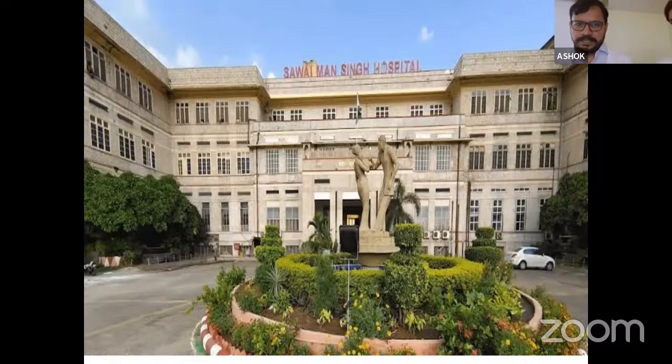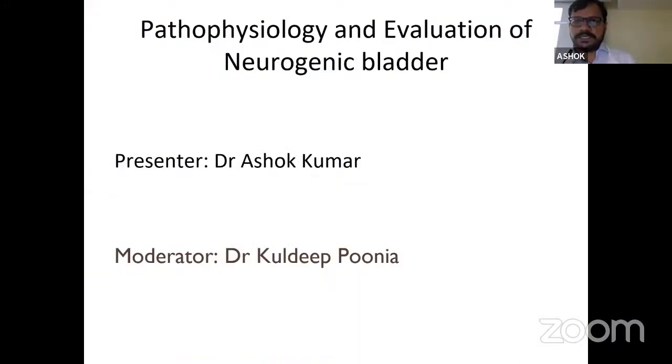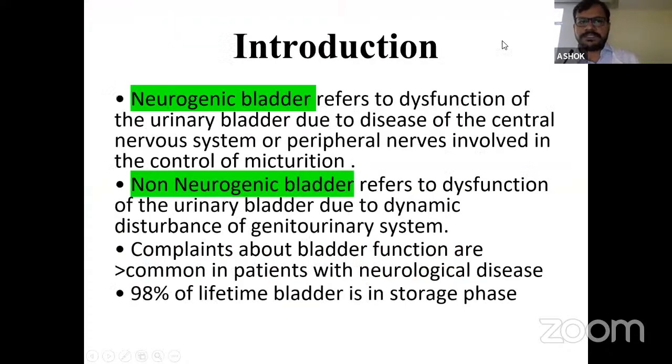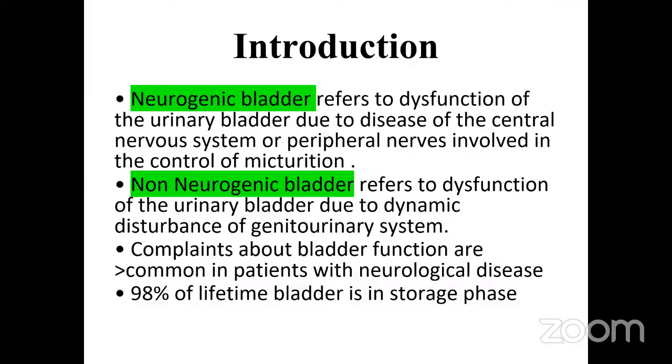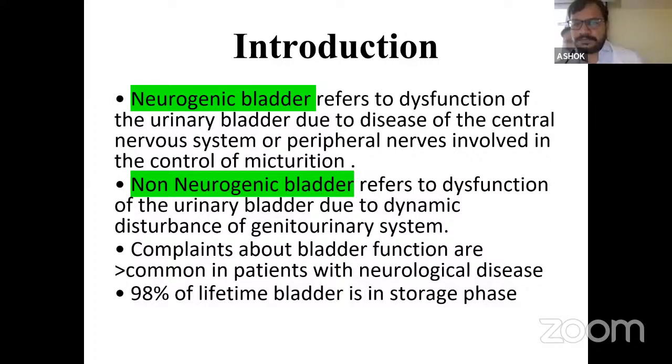Good morning all. My topic is pathophysiology and evaluation of neurogenic bladder. Introduction. Definition of neurogenic bladder refers to dysfunction of the urinary bladder due to disease of the central nervous system or peripheral nerves involved in the control of micturition. Non-neurogenic bladder refers to dysfunction of the urinary bladder due to dynamic disturbance of the genitourinary system. Complaints about urinary function are more common in patients with neurological disease.